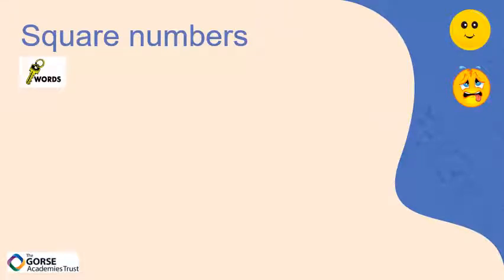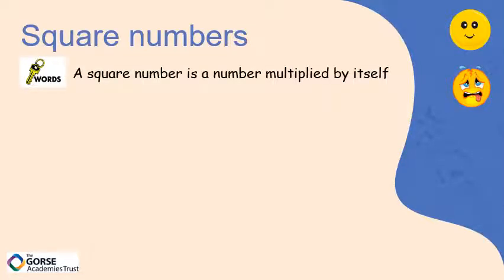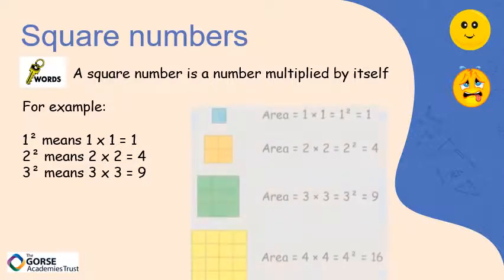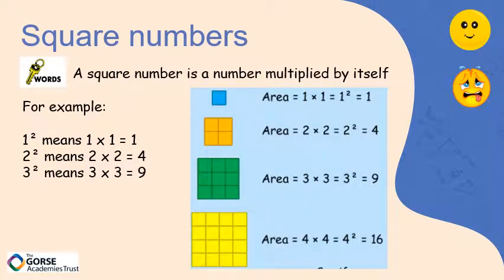So before we go through the answers, let's make sure we understand what a square number is. A square number is a number multiplied by itself. For example, 1 squared means 1 times 1, which equals 1. 2 squared means 2 times 2, which equals 4. 3 squared means 3 times 3, which equals 9. And the reason why they're called square numbers is when you look at the area created by each of those, it makes a square, as you can see on the image there.